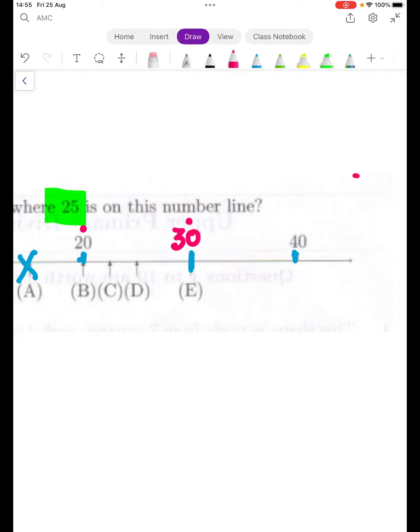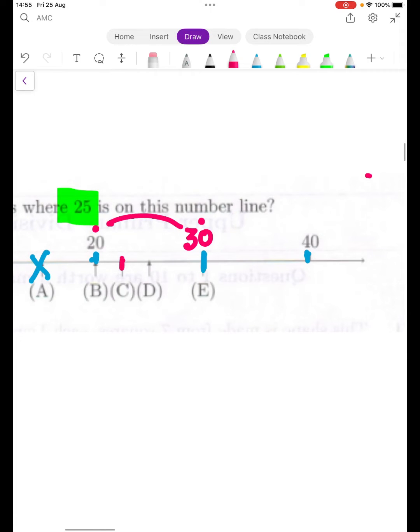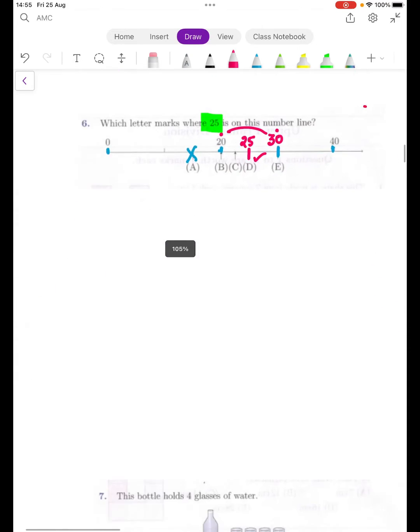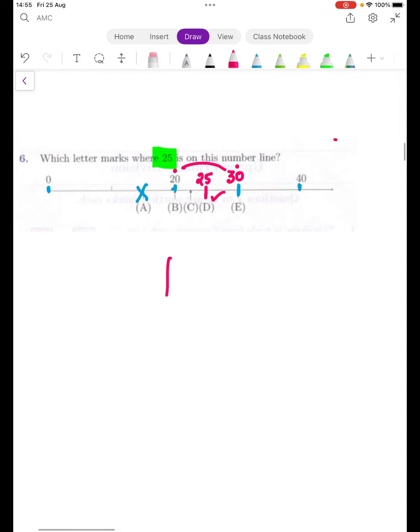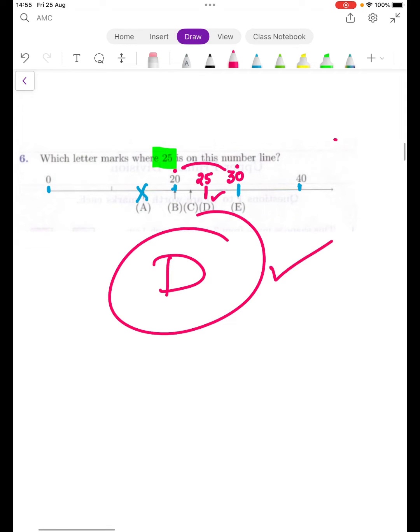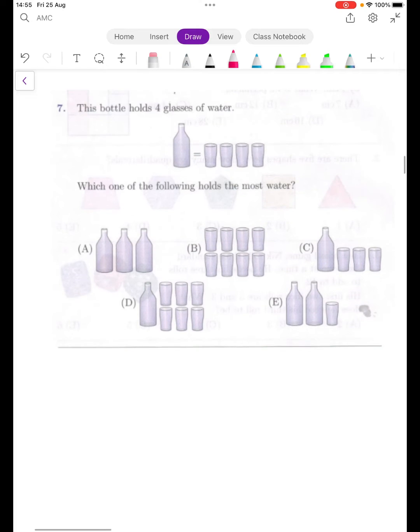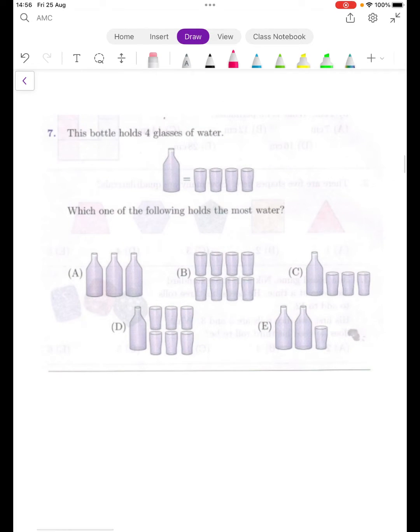And now using the same strategy between 20 and 30, this is a gap of 10. So right in the middle, you will find the number 25. Now, if you look closely, this does not look like the middle. The middle point is D, which will be 25. So our answer is D. That's 25. This question again appeared in middle primary level as well for 2023. Let's try to work on it.